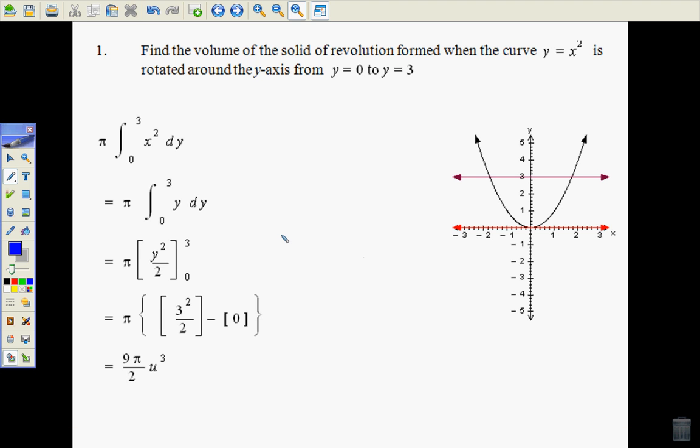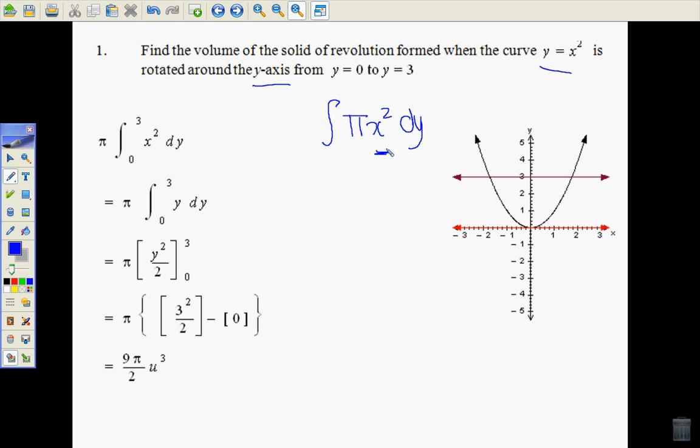Now let's look at volumes when we have to rotate around the y-axis, and this is the problem that we're facing in this one. It says rotate y is equal to x squared around the y-axis. Now, like anything, if we go around the y-axis as opposed to the x-axis, like our area, we basically swap over and we're going to integrate with respect to y, but this time it's going to be pi x squared. So our x's and y's are swapped around.